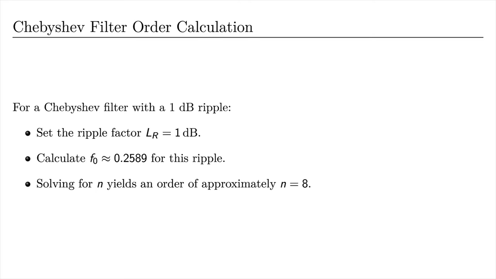For the Chebyshev filter with a 1 dB ripple, set the ripple factor LR equal to 1 decibel. Calculate epsilon, approximately 0.2589 for this ripple. Solving for N gives us an order of approximately 8, significantly lower than that of the Butterworth filter.